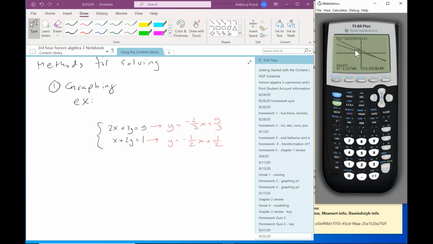And then it asks for a guess. You could move that cursor close to where the intersection is, but you don't have to do that. Wherever you're at is fine. So hit enter. And it tells us that intersection is at the point 7, -3. What do you guys think? Not so bad, right? The calculator can handle all of that for us. No big deal.